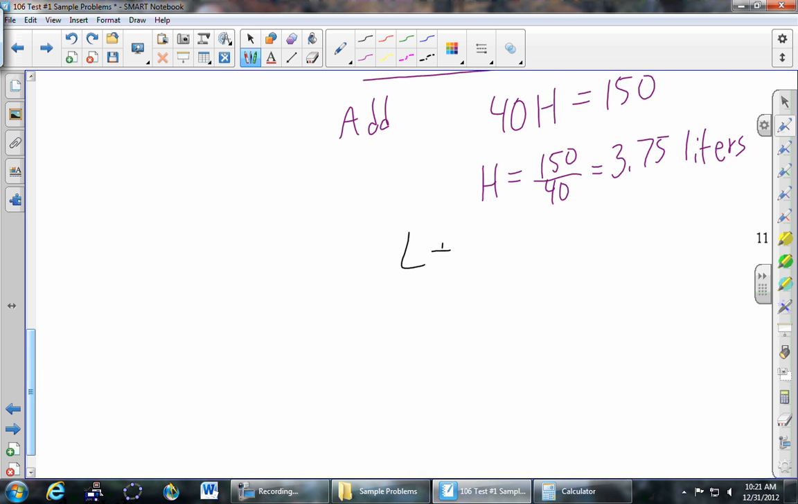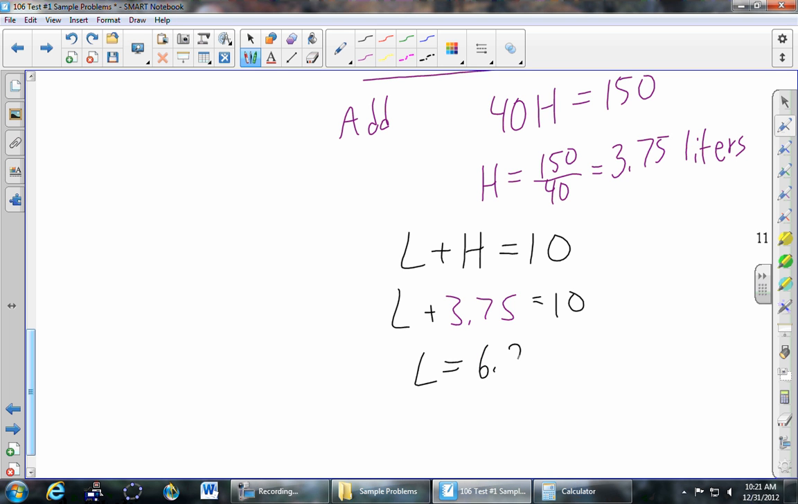So I'll write it down here. L plus H is 10. But we just figured out that H is really 3.75. And subtract that 3.75 from both sides to get that L is equal to 6.25.